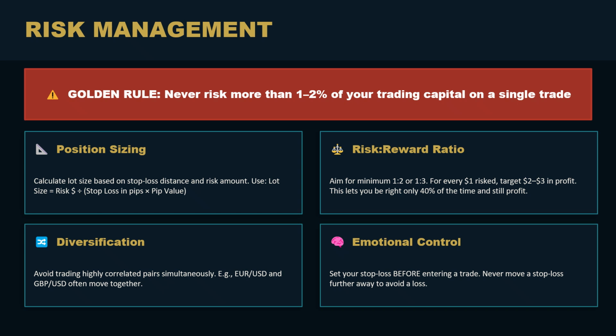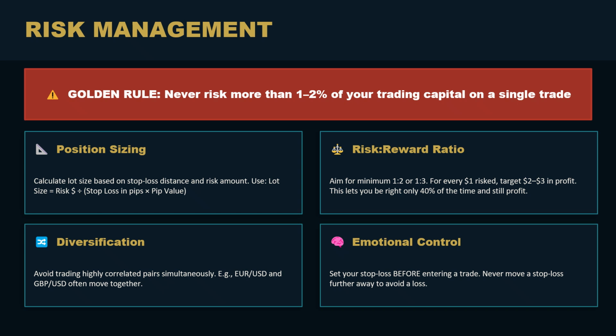This leads to position sizing. It's not about how many lots you want to trade, but how many you should trade based on your risk. If you have a $10,000 account and you're willing to risk 1%, $100 on a trade, and your stop loss is 20 pips away, you need to calculate a lot size that makes that $100 loss equal to 20 pips. This discipline is what separates gamblers from traders.